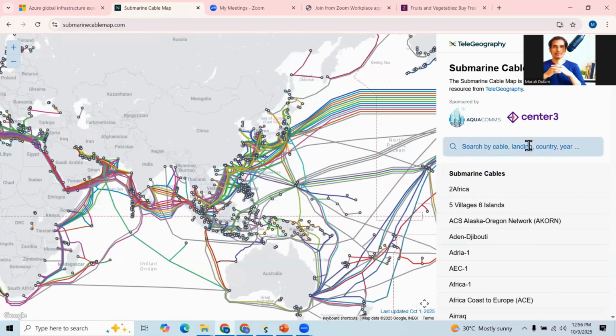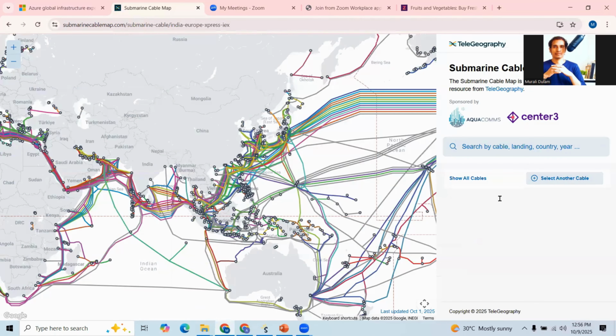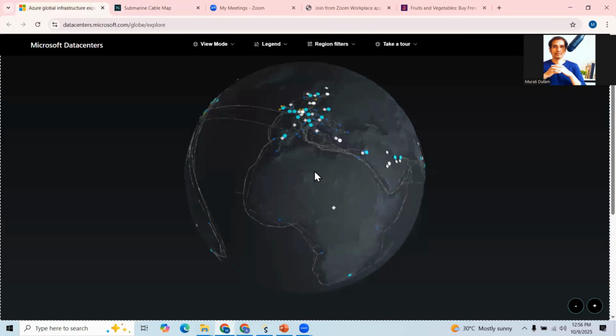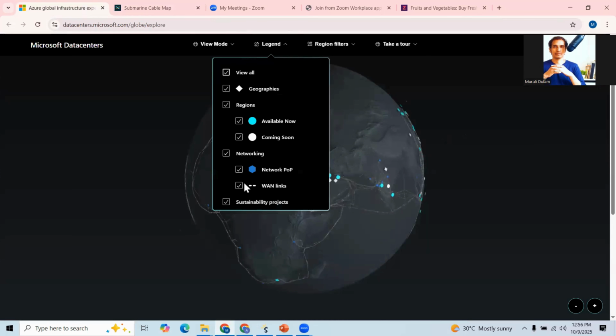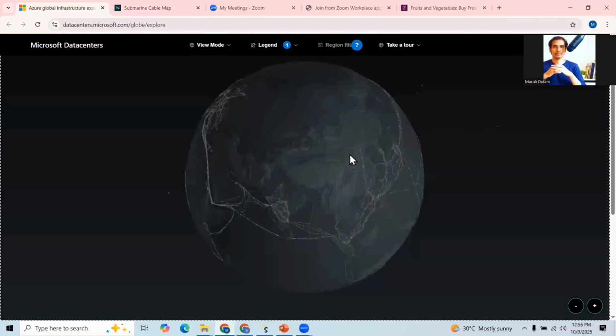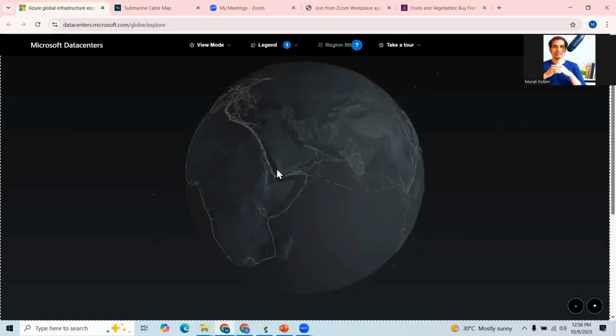If you observe some cable, for an India example, let us say the India Europe Express, you can see this cable connectivity. Now let us come back to our regions. Here you can observe the WAN links. These are different WAN links across the globe, and all the regions are connected with these WAN links.